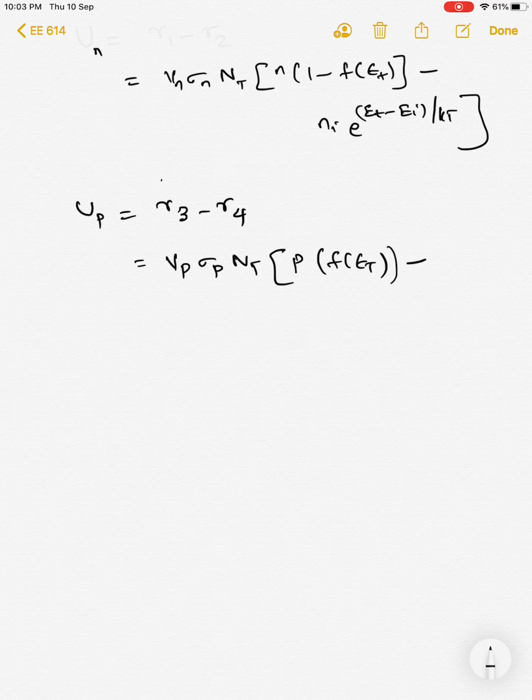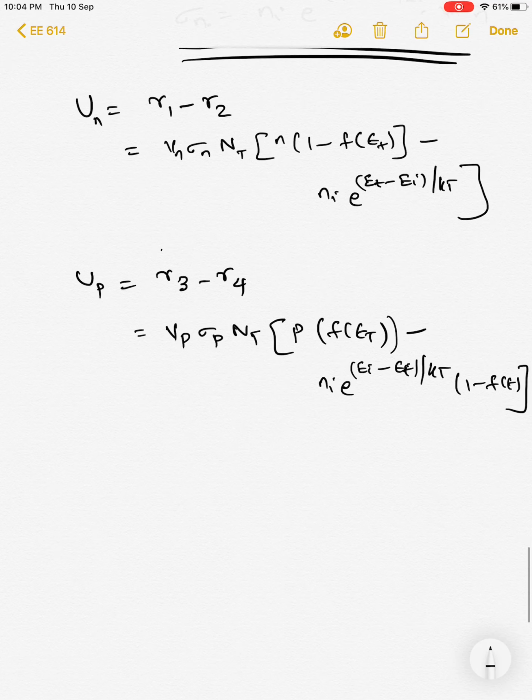Minus ni e power ei minus et by kT into 1 minus f of e. Right? This will be the rate for the hole trapping.